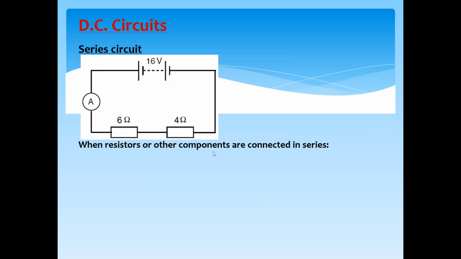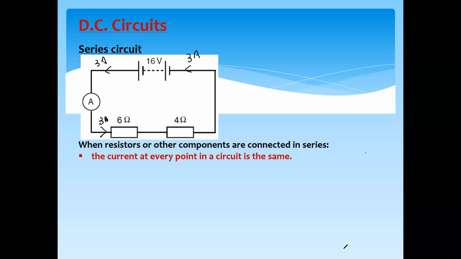So when resistors or other components are connected in series, the current at every point in the circuit is the same. Means if 3 ampere is here, how much current at this point? So it will be 3 ampere. And how much current will return? So 3 ampere will return. So the total current which entered the circuit is the same as the total current which leaves the circuit.